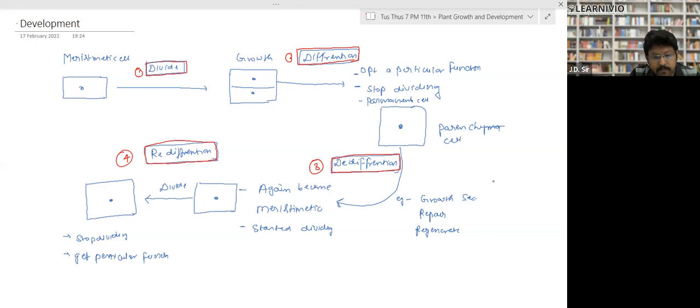Now put the heading redifferentiation. When a de-differentiated cell again divides and produces new cells which get differentiated, the process is called redifferentiation.